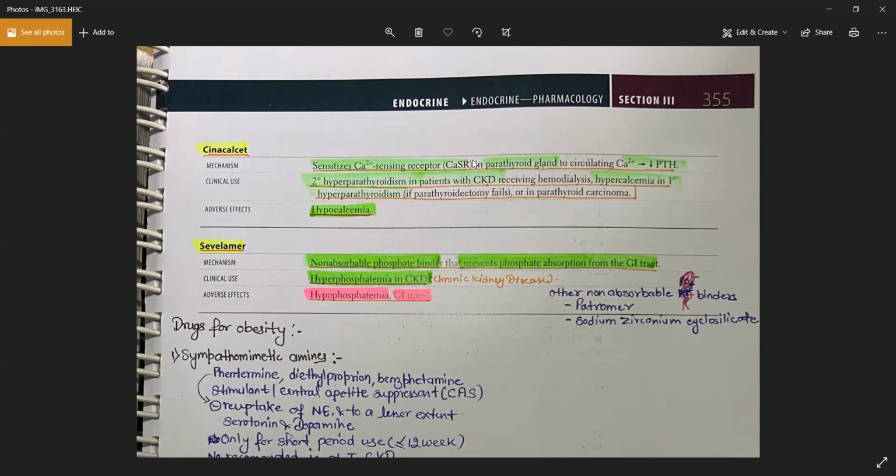And what kind of sensing receptor is it? Voltage gated or G protein coupled? GPCR. Exactly. Okay, don't forget that. So basically, it is present on the parathyroid gland. Whenever you give the patient this drug, it will sensitize the calcium sensing receptor and it will inhibit the PTH.